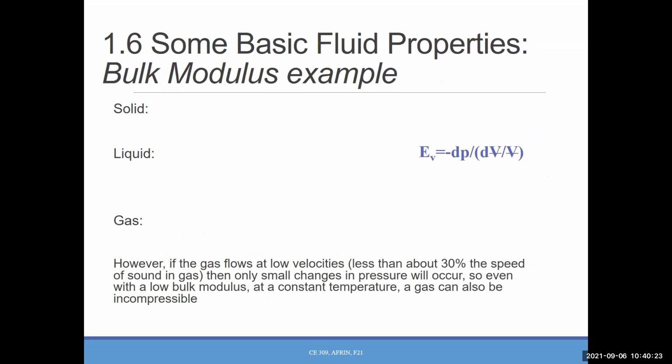Okay. Now some examples here. As we said, for solid, it will be very high. For steel, it's 160 gigapascal. Now liquid, this is for example at the deepest point of the Pacific Ocean. There, the differential pressure can get to 110 megapascal, and for that one, the bulk modulus can be 2.2 gigapascal. Okay, and for gas, it's very low. However, if the gas flows at low velocities, then only a small change in pressure will occur. So even with a low bulk modulus at a constant temperature, a gas can be incompressible. Again, it's just a special case, and unless I state something, you will always consider gas as compressible, liquid as incompressible.